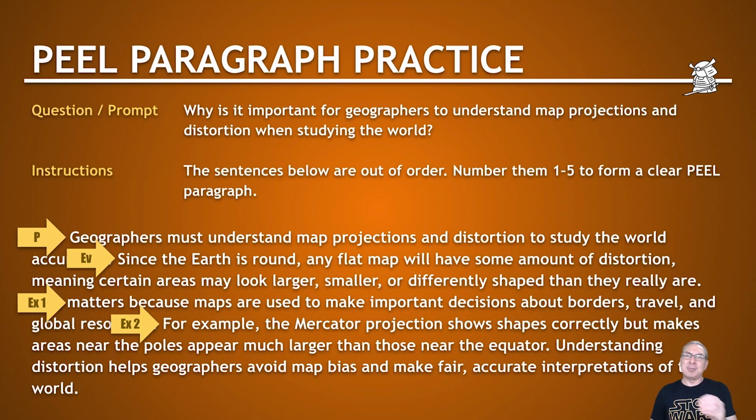And then I've just rephrased this by saying, sorry, I've rephrased my point, my overall point, by linking my last sentence. Understanding distortion helps geographers avoid map bias and make fair, accurate interpretations of the world. So you should see how all of this is in the PEEL structure and how it all links back to the question. Basically, this answers the question effectively.